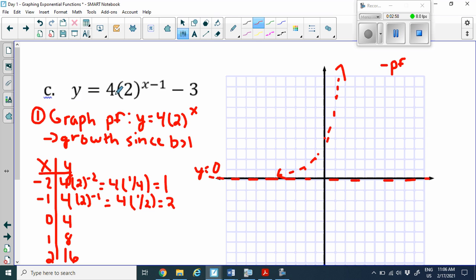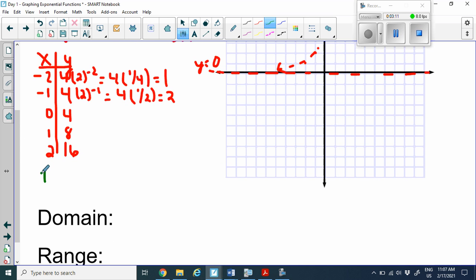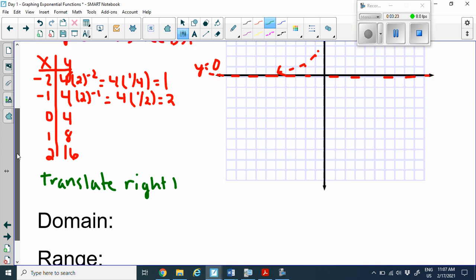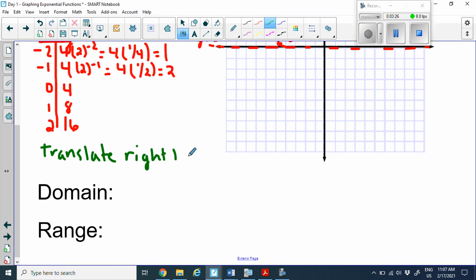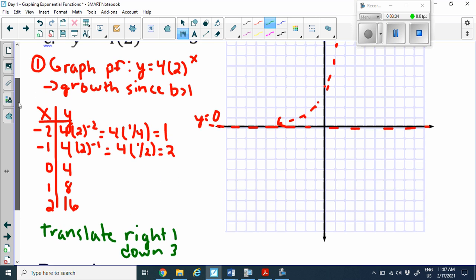So we have that. So now we need to figure out our h and k and how they translate our graph. So h, k. Remember, h is the opposite of what we see, so in this case, because it's x minus 1, we're going to translate right 1. And then with our k, it's exactly as we see it. So since we see -3, that means down 3. So each point that we plotted, we're going to go to the right one, down 3.